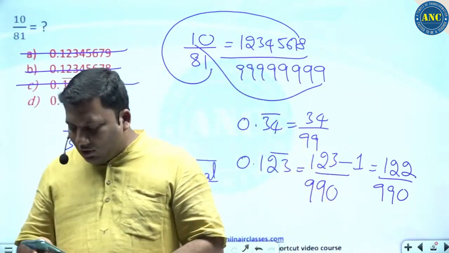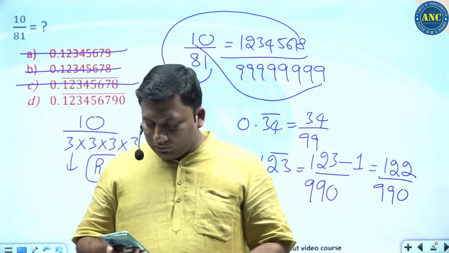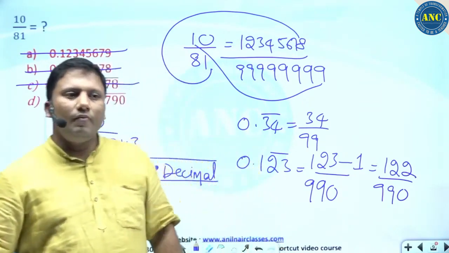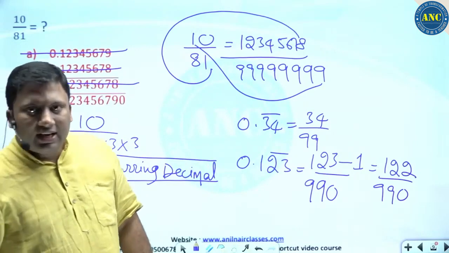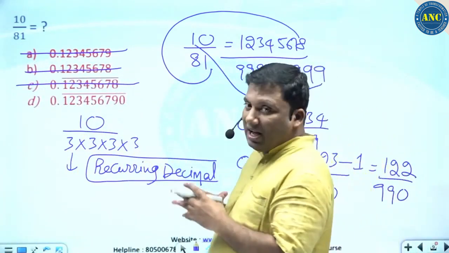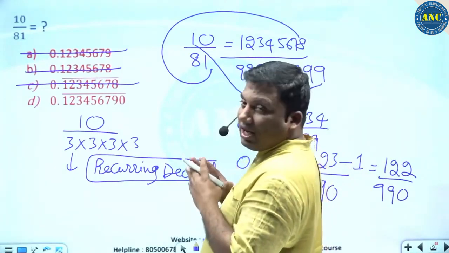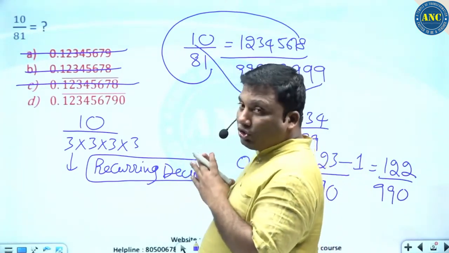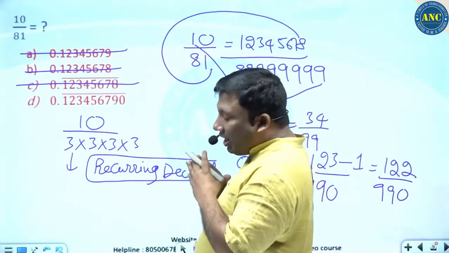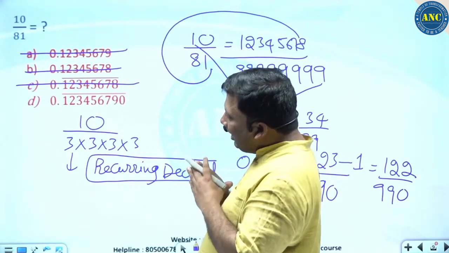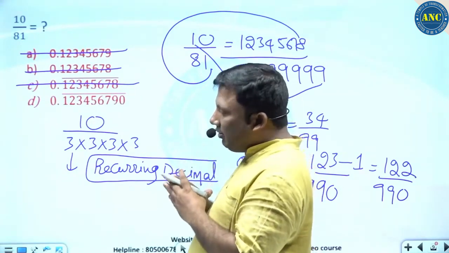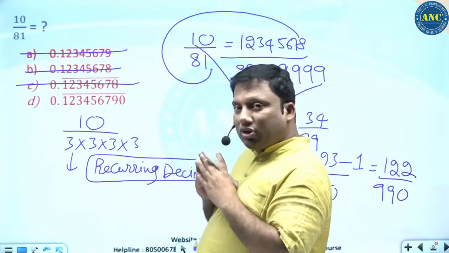Any doubts? You can ask. I hope the idea is clear. Definitely I will use the black screen whenever I am teaching any concept. The first thing you should do is note that 81 is 3 into 3 into 3 into 3. The denominator is other than 2 and 5, so the answer will be a recurring decimal. The first option is terminating, the second is terminating. C and D both are recurring.